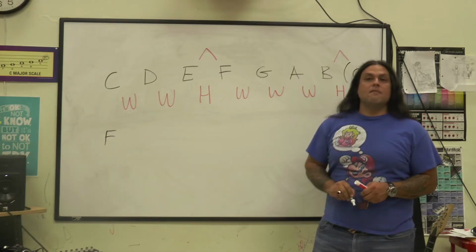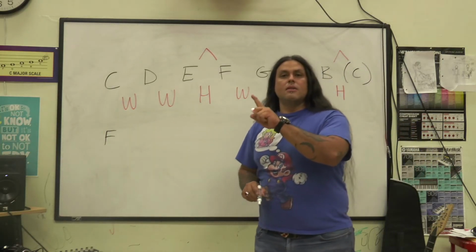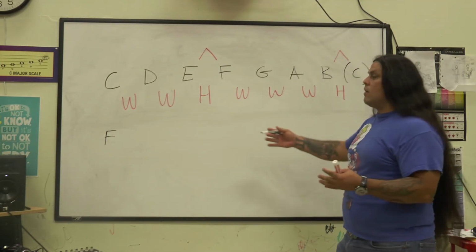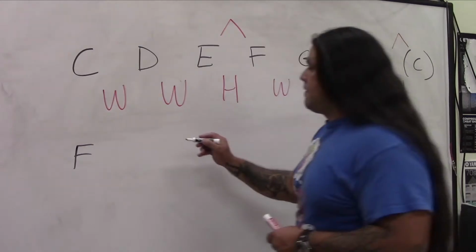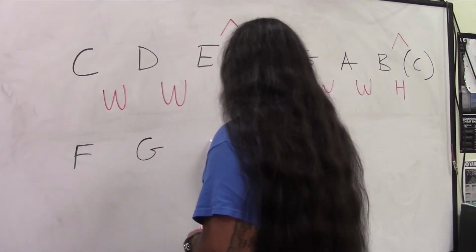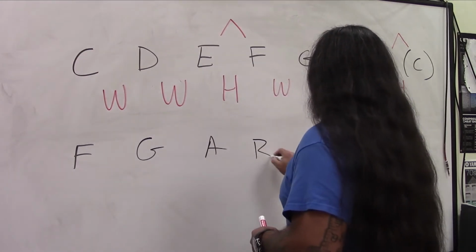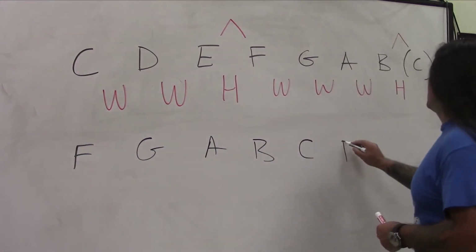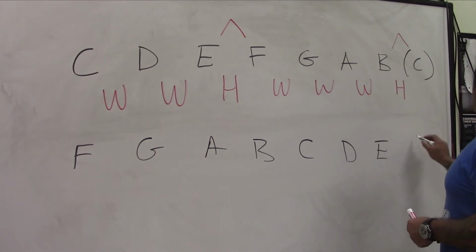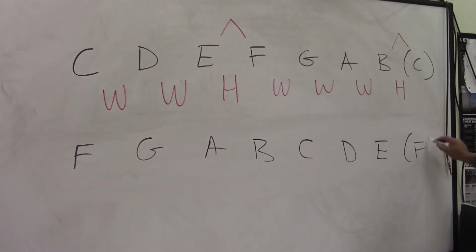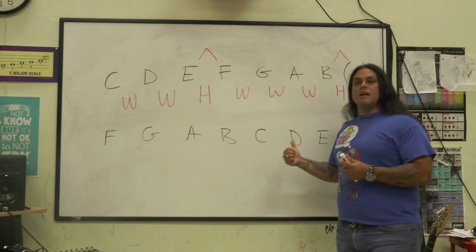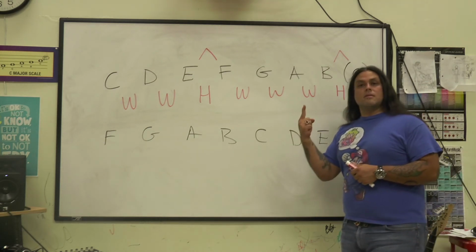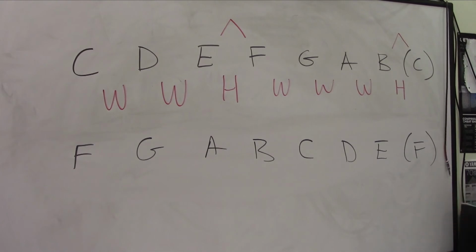Okay, if I want to build an F major scale, the first thing I need to do is simply write out all the letters going back to F. So F, G, A, B, C, D, E, and then finally we'll return to F. We notice every letter is used and it's only used once till we get back to the octave.